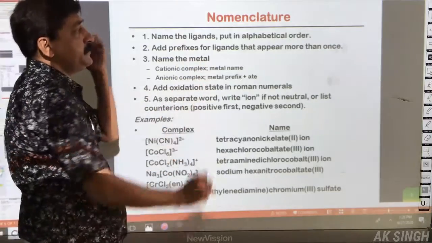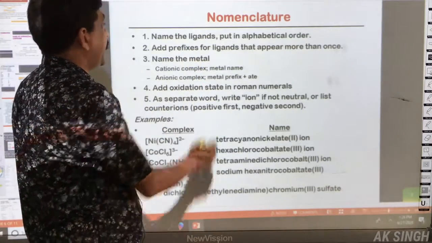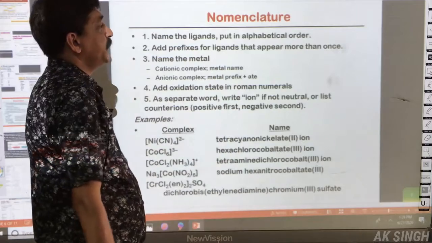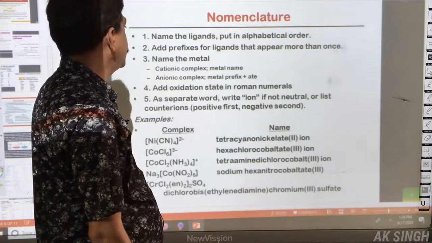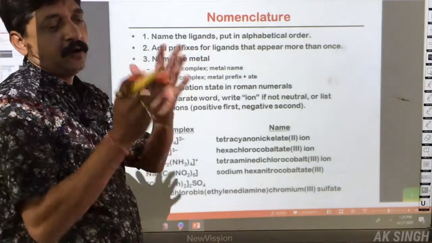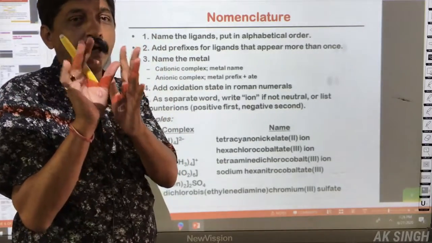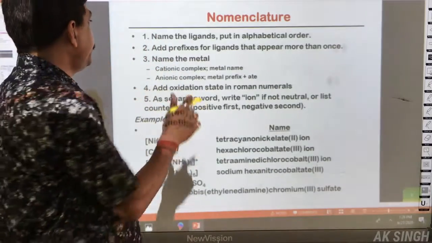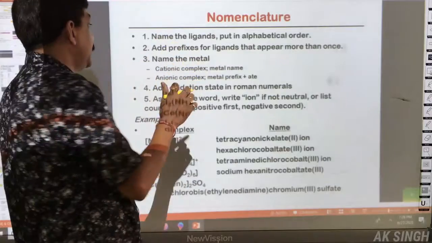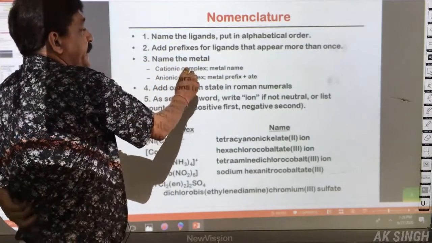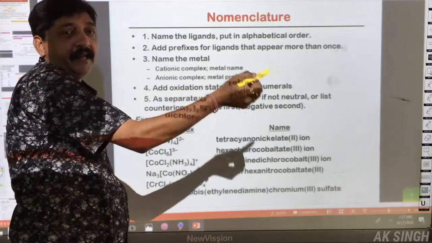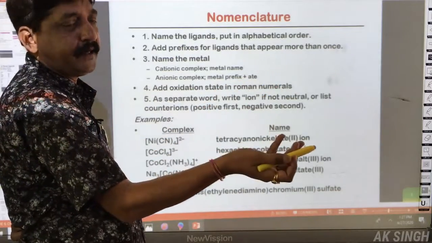Name the ligands in alphabetical order. Add prefixes for ligands that appear more than once. Then name the metal. After naming the ligands, comes the central metal atom. For a cationic complex, use the metal name as it is, suppose platinum, platinum.